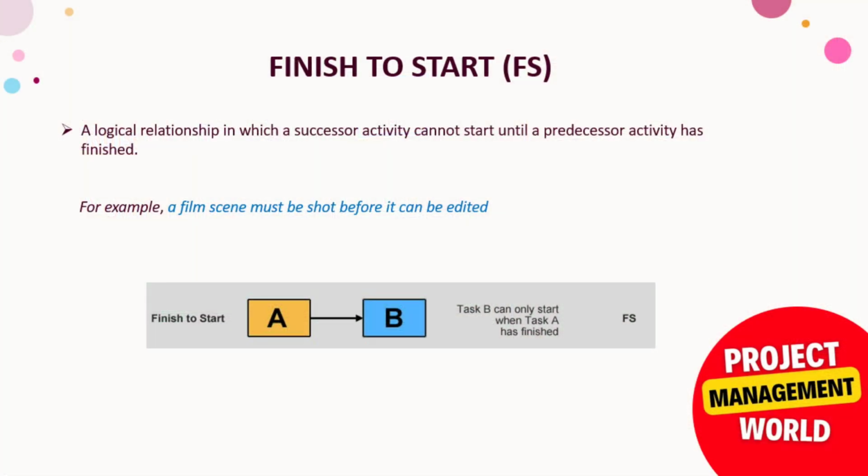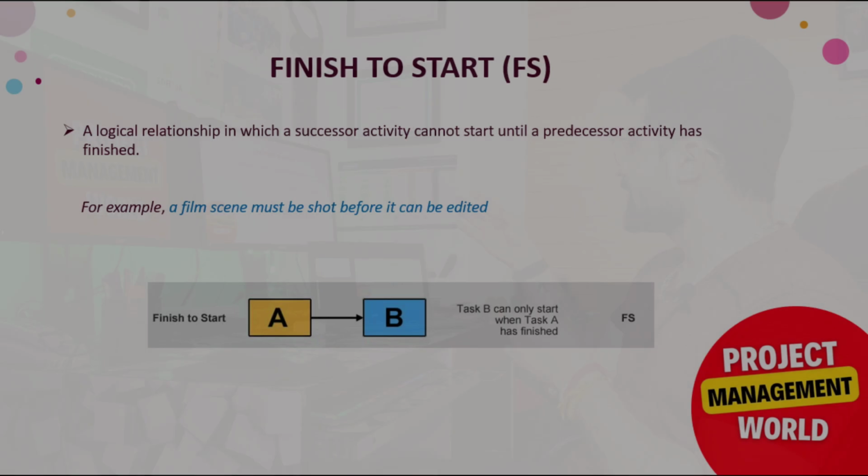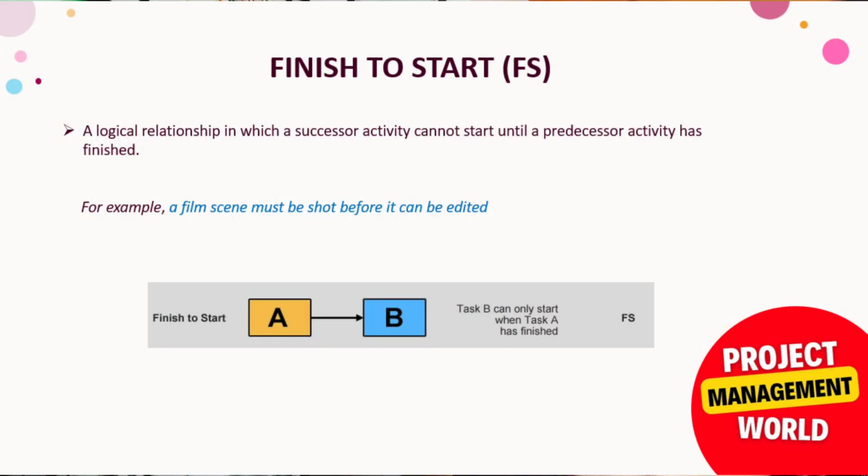First one is finish to start. On your screen this is the detail for finish to start. It is a logical relationship in which a successor activity cannot start until a predecessor activity has finished. We cannot start the next or successor activity unless we have finished the earlier activity. For example, a film scene must be shot before it can be edited. Simple example: you cannot edit a shot until you have taken it. This is what the finish to start relationship looks like, and here is a graphical representation as well. A is the predecessor, B is the successor. B cannot start until we finish A. That's what finish to start is, and this is the most used logic or relationship while creating a schedule.